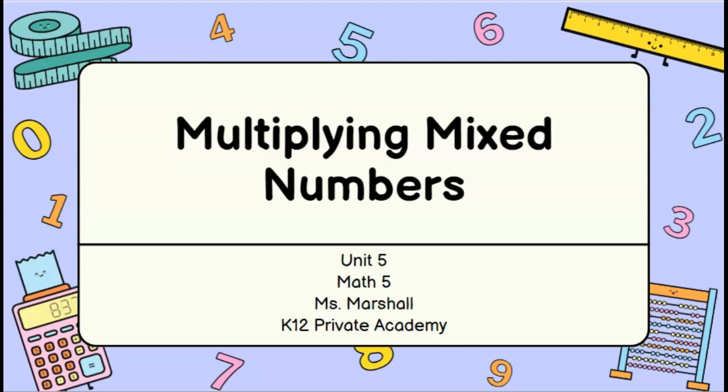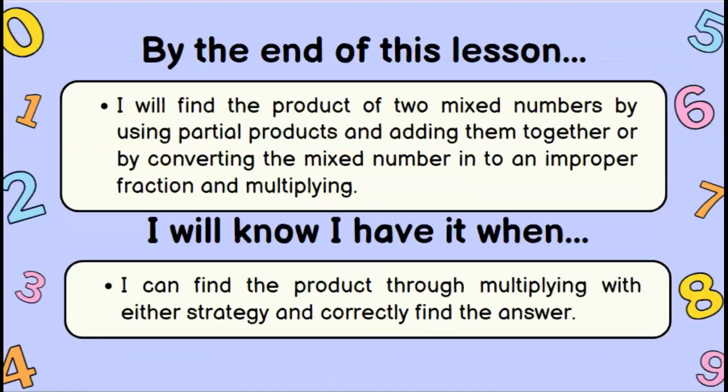Today's topic is going to be multiplying mixed numbers from Unit 5. By the end of this lesson, you'll be able to find the product of two mixed numbers by using partial products and adding them together, or converting the mixed number into an improper fraction and multiplying it. You'll know you have it when you can find the product through multiplying with either strategy and correctly finding the answer.